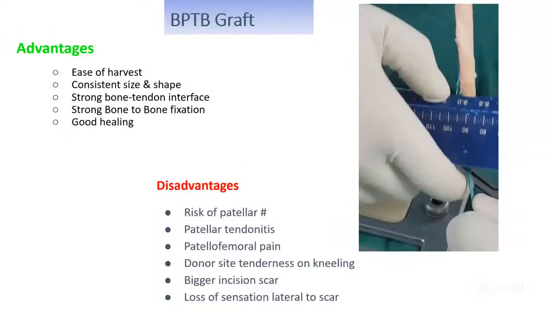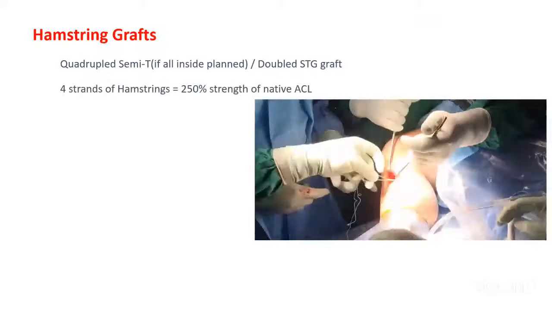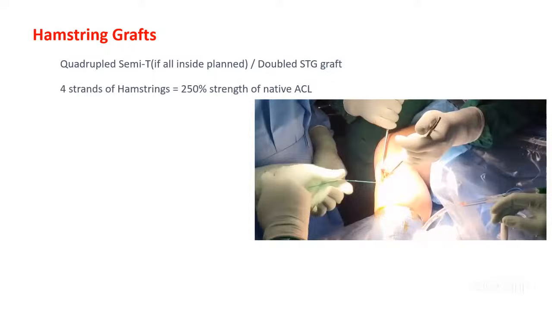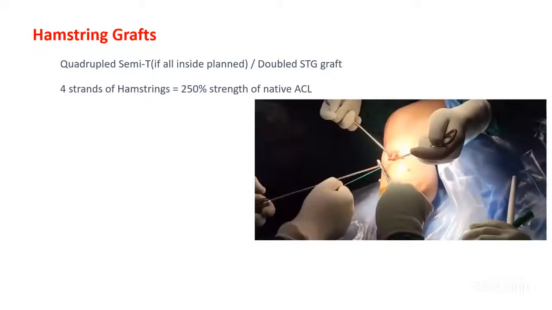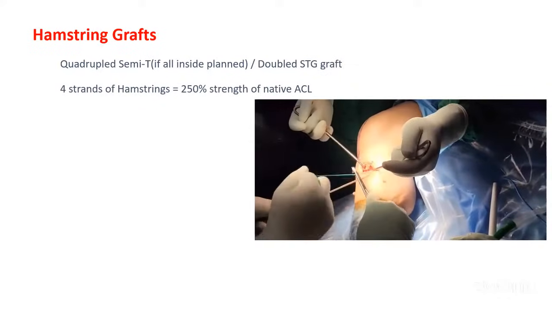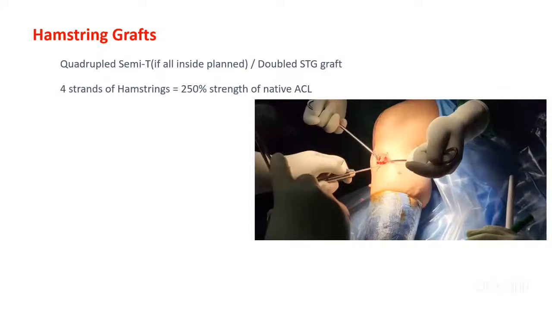So coming to the hamstring graft, which was the most commonly used graft for ACL and PCL. Mostly for PCL, we use quadruple semi-T only if you are planning for an all inside construct, and a doubled STG graft, we take the semi-T and gracilis to have the adequate diameter of the graft. So we use the four strands of the hamstring for the PCL, which is 250% strength of native ACL.